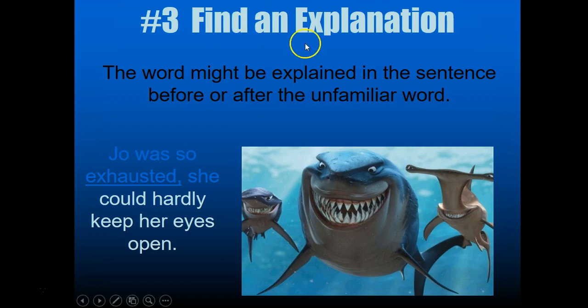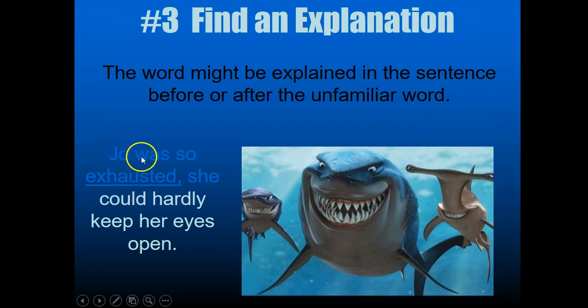Strategy number 3, find an explanation. This could also be called a definition context clue. It's either an explanation of what the word means or a definition. Lots of times in your textbooks, you're going to see a word maybe even in bold that would also be in the glossary in the back of the book and tell you the meaning of the word. But after the word in bold, they'll have the definition of that word between 2 commas. Here, the word might be explained in the sentence before or after that word, the unfamiliar word.